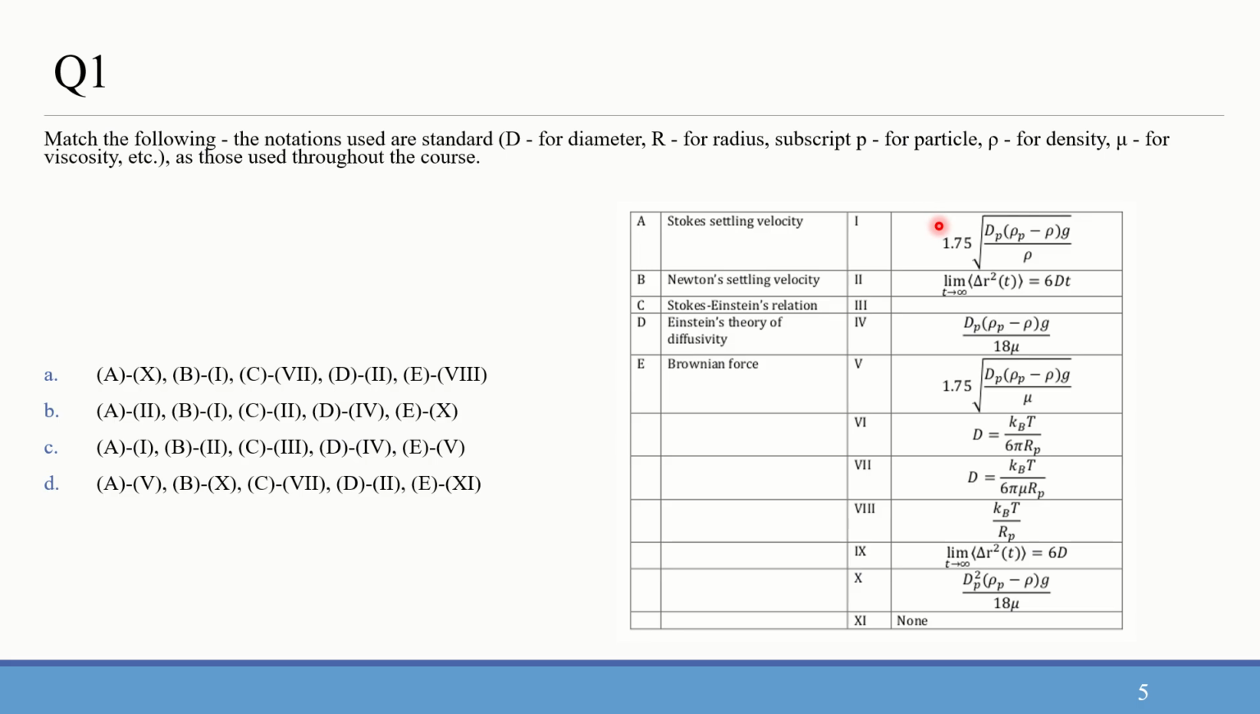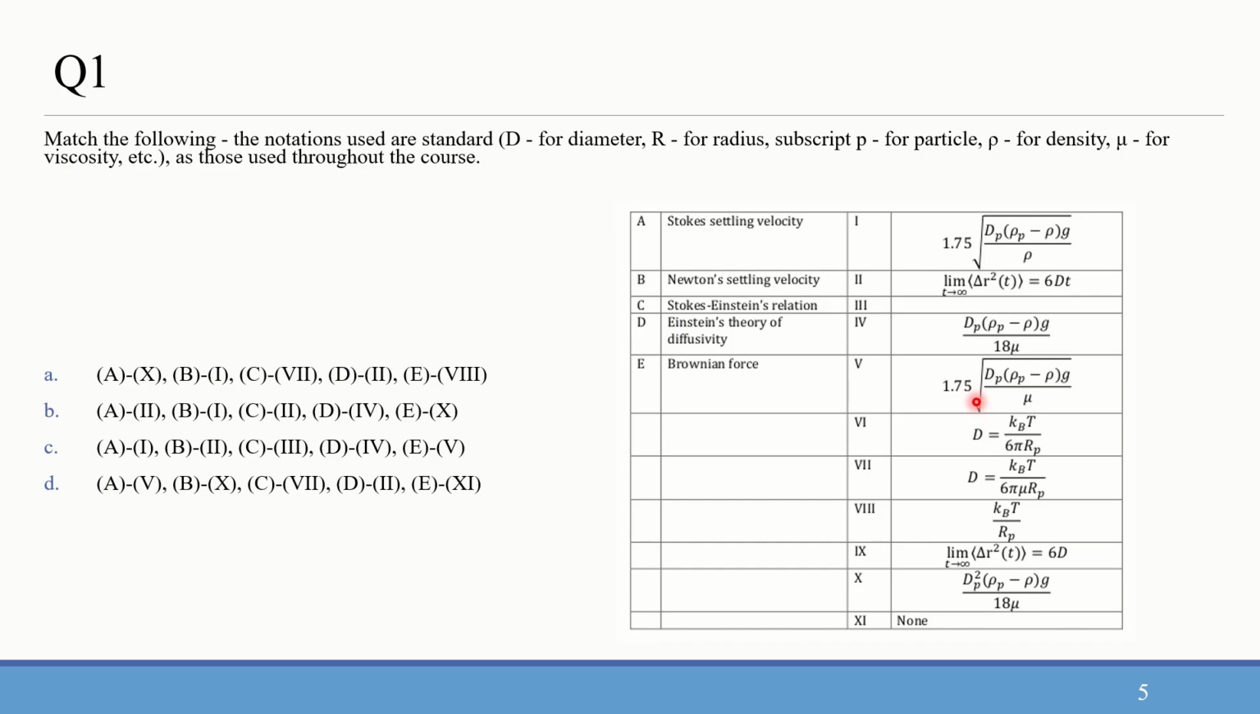Newton's settling velocity, similar things are in 1 and 5. How can we differentiate which is the right answer? If in case we forget the formula, we can do dimension matching and find it out. For example, dp is meter, rho p minus rho is kg by meter cube, into meter by second square, divided by kg by meter cube. So this and this get cancelled in terms of units, and we will be left with meter into meter by second square. So it becomes meter square by second square to the power of 1 by 2. It is a square root, so it becomes meter per second. So that is a settling velocity relation.